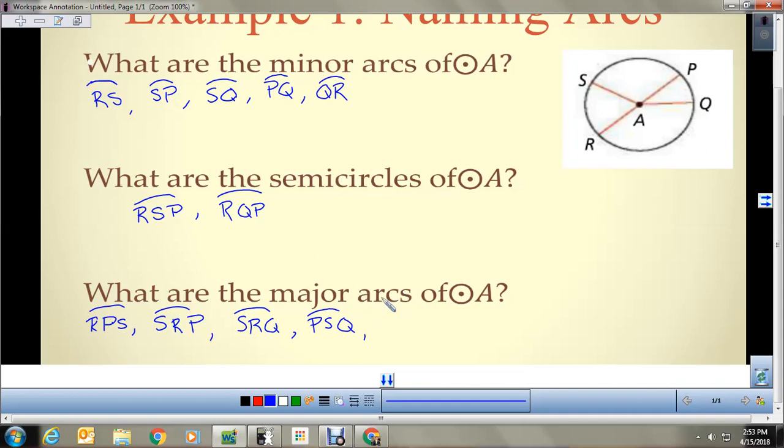And so the last one here is QR. Q and R. And the point in between can be either P or S. So we'll go with P, and we have QPR. You could have also said QSR, and it's talking about the same arc. All right, so that is just a sample of how we write our minor arcs. It's also how you're going to read your minor, major, and semicircles.